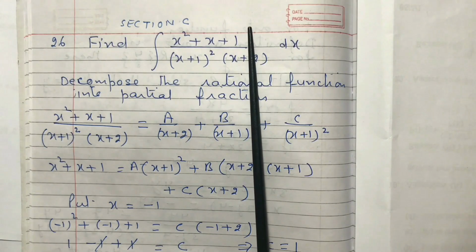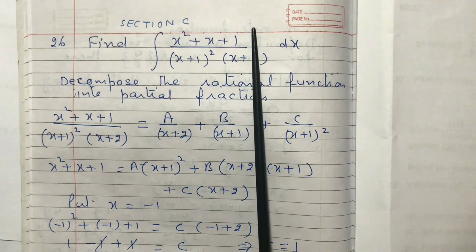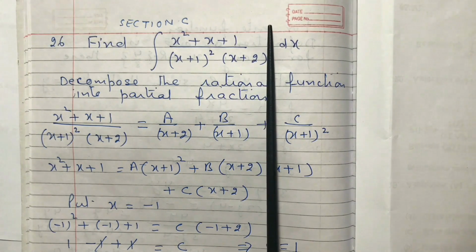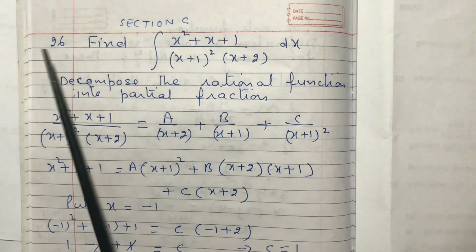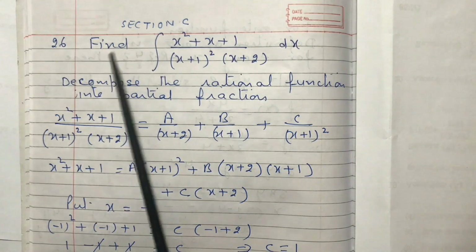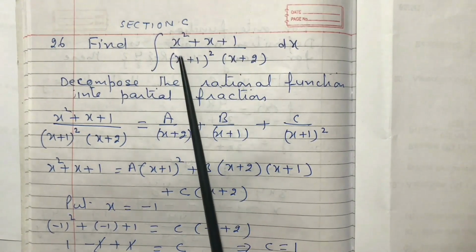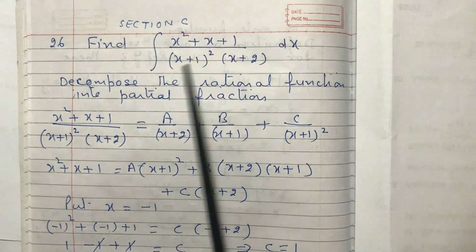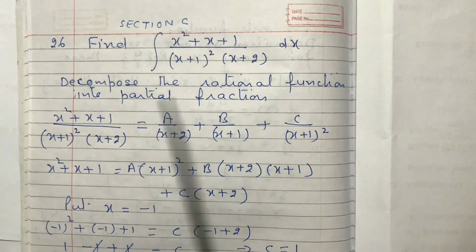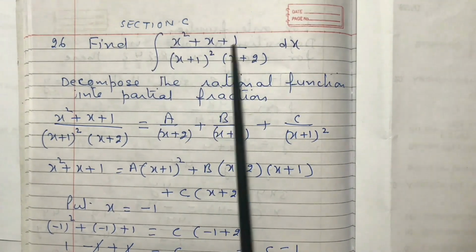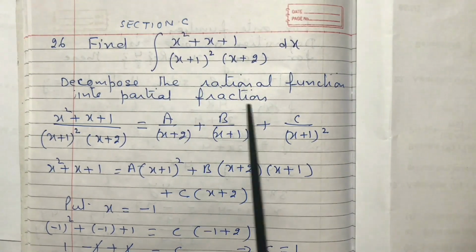Now this is section C. There are 6 questions. Each question is of 3 marks. And now this is the 26th. Now find integration of this. Now this is a rational function. First you will decompose the rational function into partial fractions. So you all know how to convert it into partial fractions.